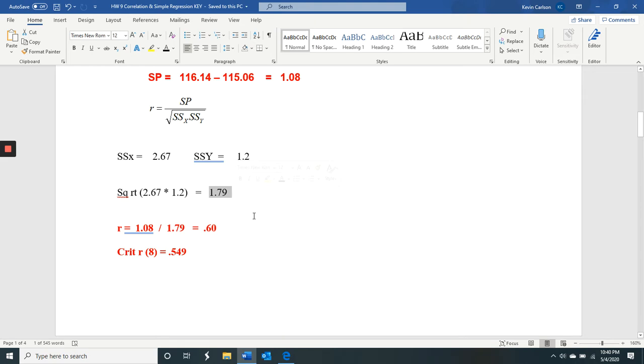And now we can simply calculate our R. So our R is SP divided by the square root of the sum of squares x times sum of squares y. So the correlation is 0.60.